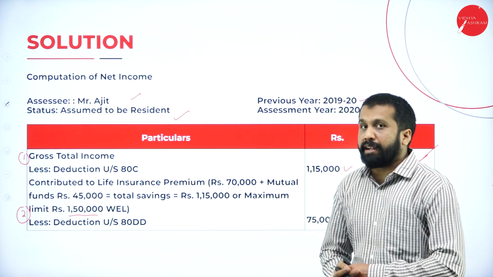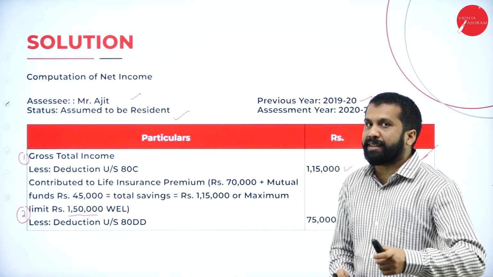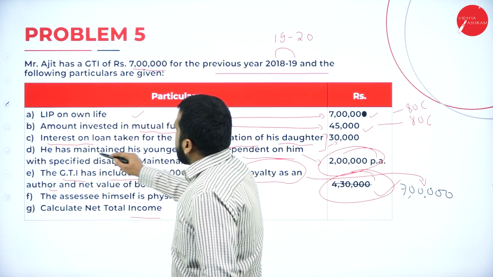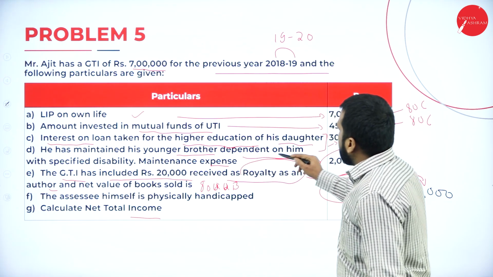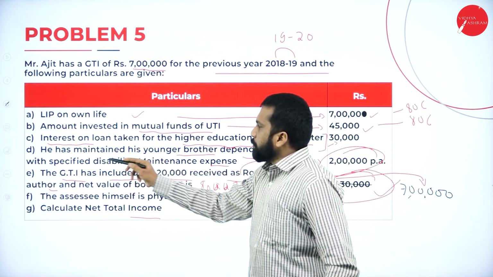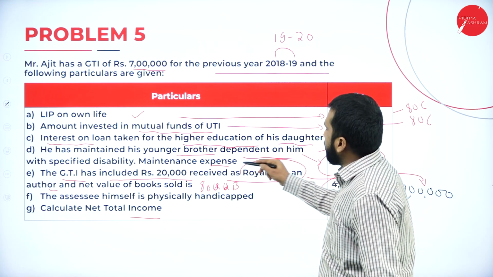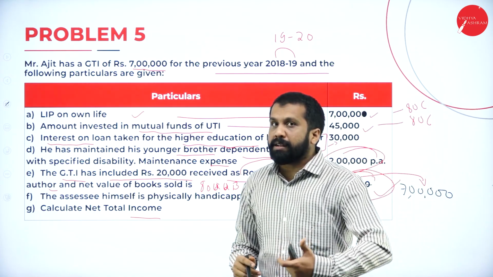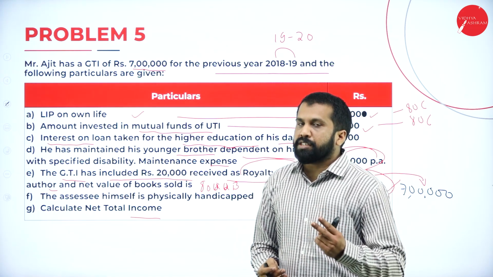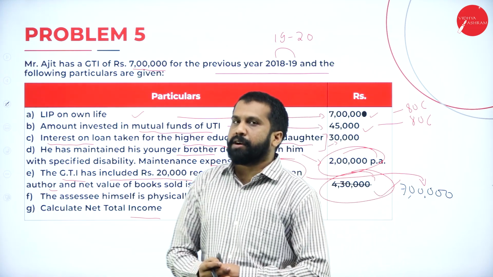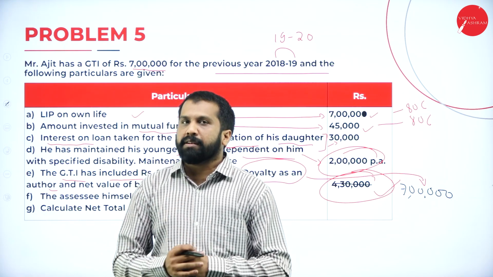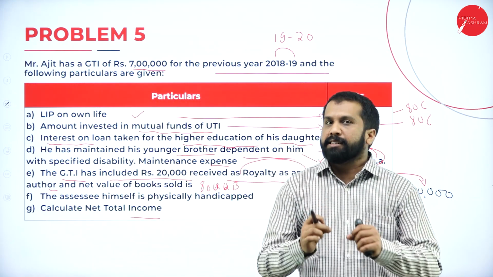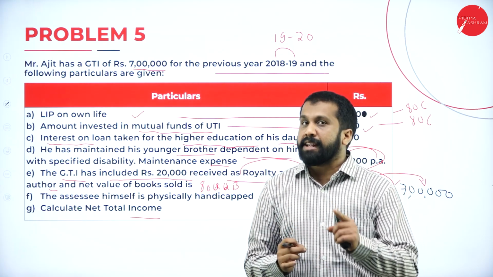So what is the second one? 80DD. 80DD means what? Dependent. I'll go back to question. He has maintained his younger brother dependent on him with specified disability, maintained expenses 2 lakh per annum. Disability of rupees how much? 2 lakh rupees per annum. But what is the maximum limit you have? If you do not have severe disability, we should go with 75,000. That is a maximum limit you have.